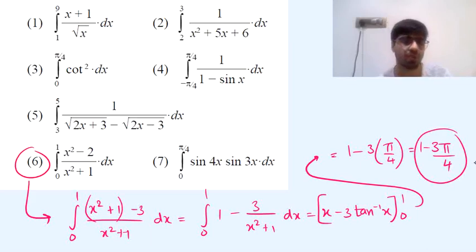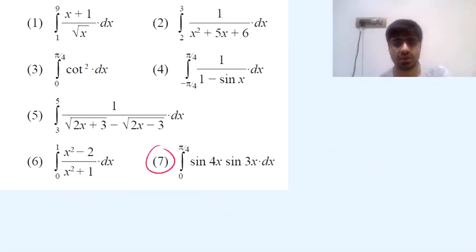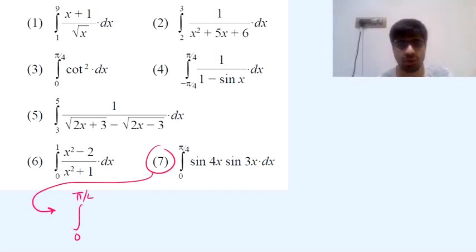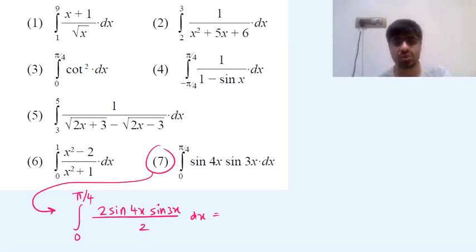With that we go ahead with the seventh one, and a little bit of trigonometry comes into play here. So 0 to pi by 4, you need to write that as 2 sine 4x sine 3x, the whole thing divided by 2, because then you can apply the formula of 2 sine c sine d. This is 1 by 2, 0 to pi by 4.